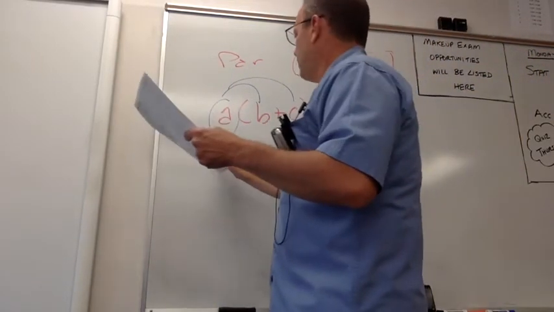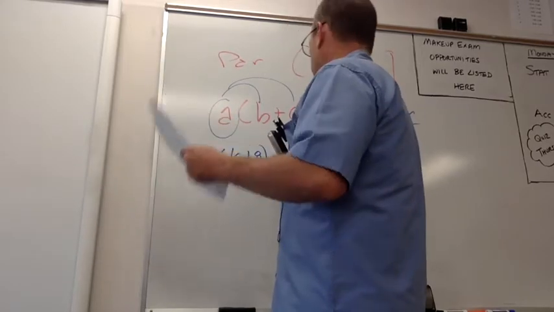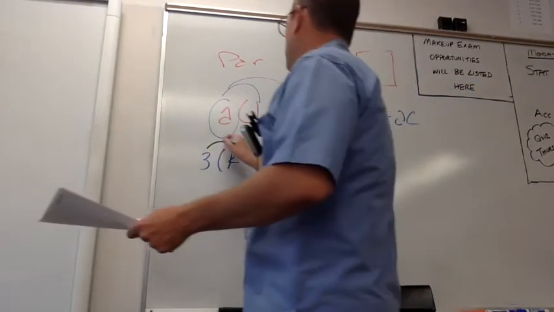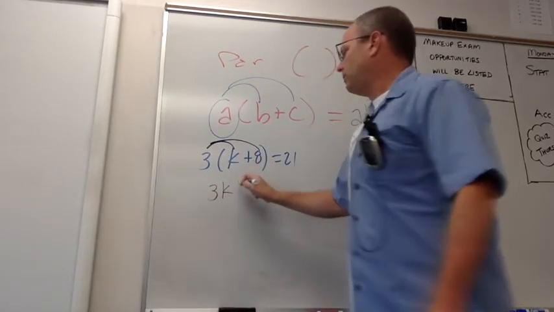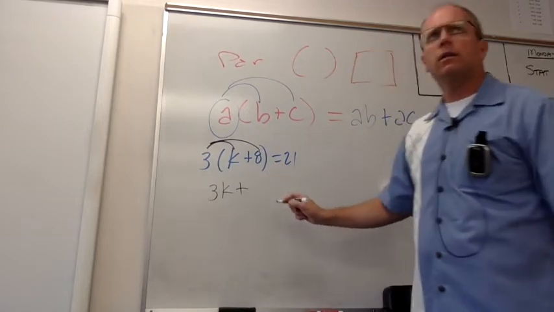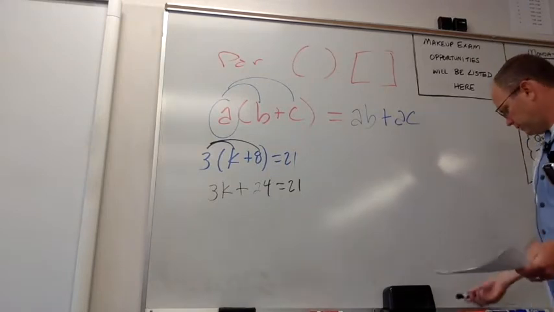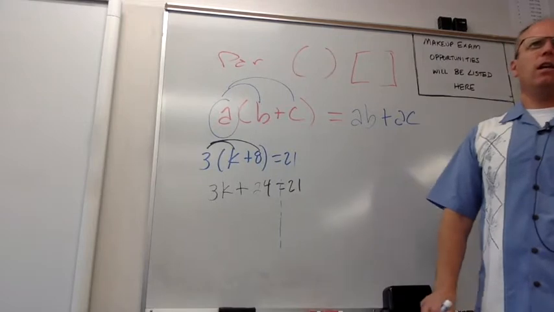So we have example number 1. I believe this is the problem. Is that 3 times k plus 8? So from there, I'm going to distribute what over the parentheses? Yeah, the 3. I saw a lot of hands. I'm just choosing people. So I get 3 times k, which is 3k. Stays positive. 3 times 8 is 24. And it's going to be equal to 21. Is that all right so far? I'm going to make my dotted line. The dotted line represents an equal sign.